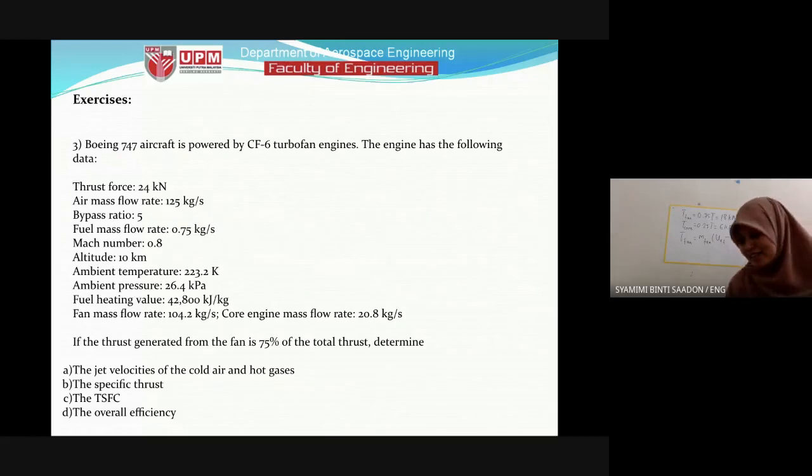Okay, and then next, T core. For T core, you have to add m core here, sorry, 1 plus f, times UEC minus U. Don't forget 1 plus f.